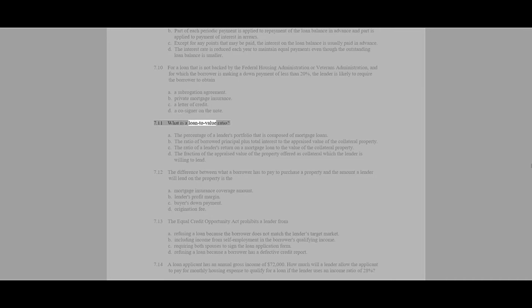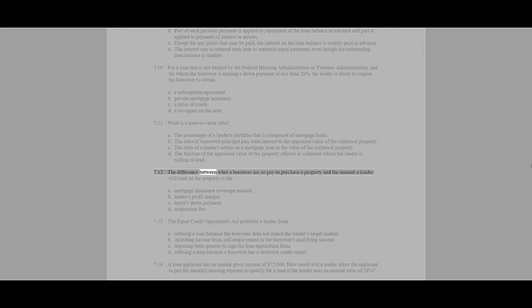7.11 What is a loan-to-value ratio? A. The percentage of a lender's portfolio that is composed of mortgage loans. B. The ratio of borrowed principal plus total interest to the appraised value of the collateral property. C. The ratio of a lender's return on a mortgage loan to the value of the collateral property. D. The fraction of the appraised value of the property offered as collateral which the lender is willing to lend.